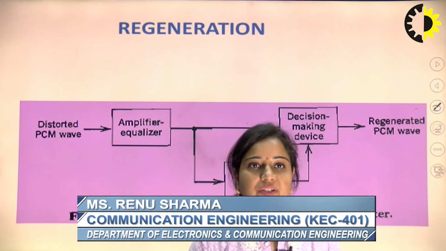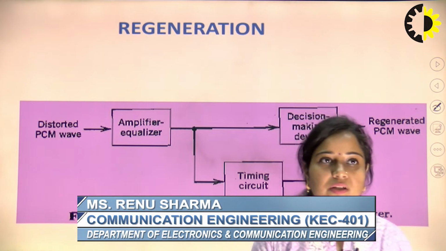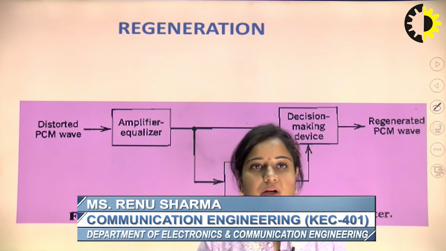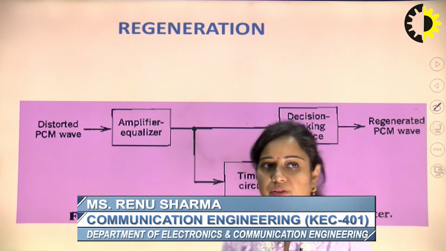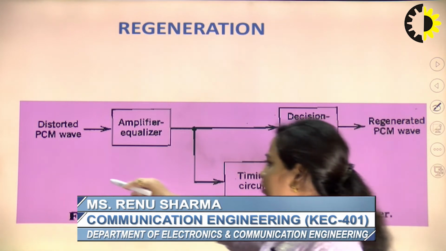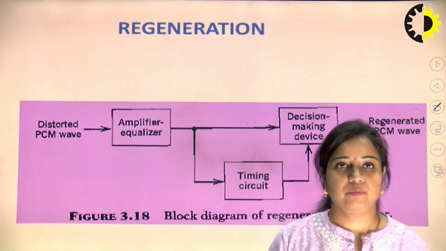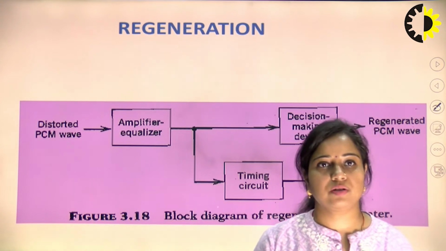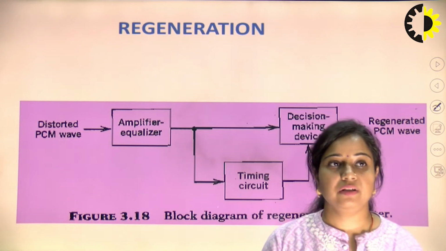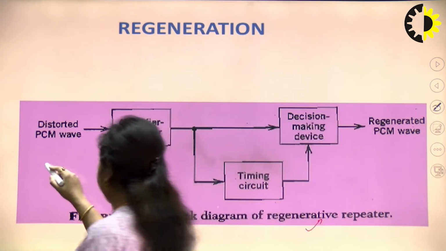In the previous lecture we discussed pulse code modulation, and we talked about regenerative circuits, which are part of the transmission path. This is the block diagram of the regenerative repeater. At the input of the regenerative repeater there is a distorted PCM. Why distorted PCM? Because it is affected by noise, which degrades the quality of the signal at the channel.